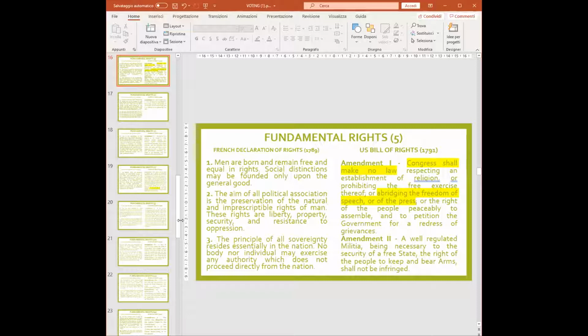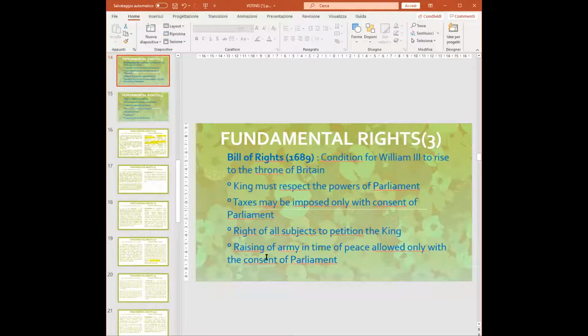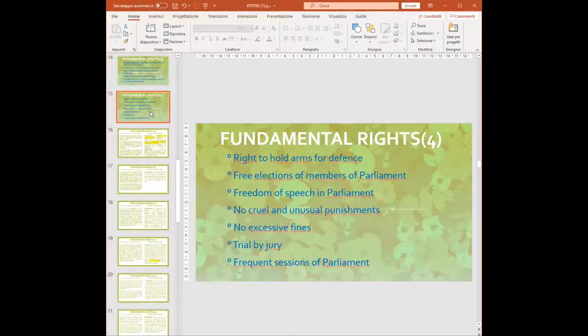Then we look at the Second Amendment of the Bill of Rights to the US Constitution, and we see it has a very old principle. If you go back, we saw before the British Bill of Rights. Let me go here. It says the right to hold arms for defense. This was limited, as you see, only to Protestants. If you were Catholic or some other denomination, you could not hold arms. So in the British Bill of Rights, there is something that concerns holding arms.